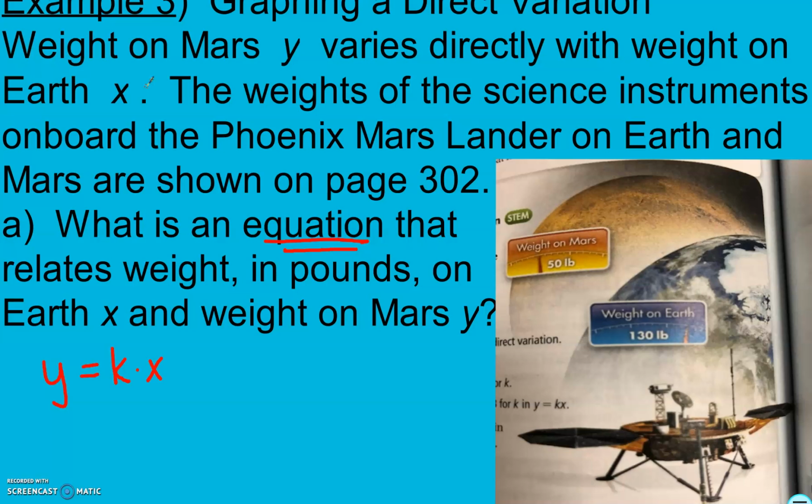Then if we look at our picture, it gives us some information. It tells us that on Earth, it's 130 pounds. So Earth is x. I put 130 in for x. And on Mars, it's 50. And Mars is y. So I put 50 in for y. And now I can find my k value. K is being multiplied. I get rid of it by dividing. Whatever I do to one side, I do to both.